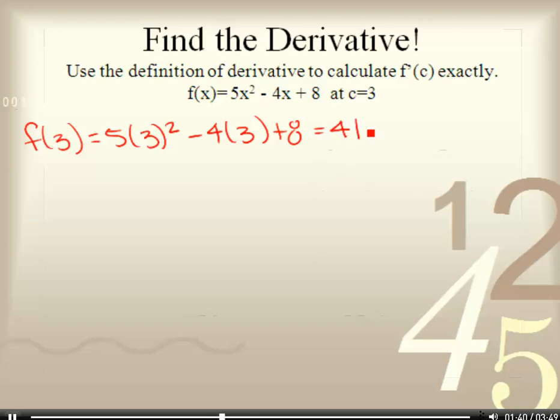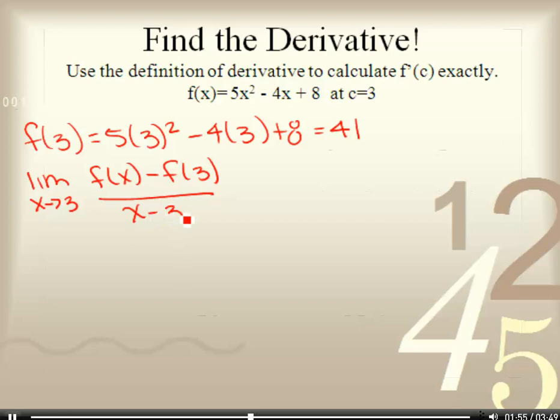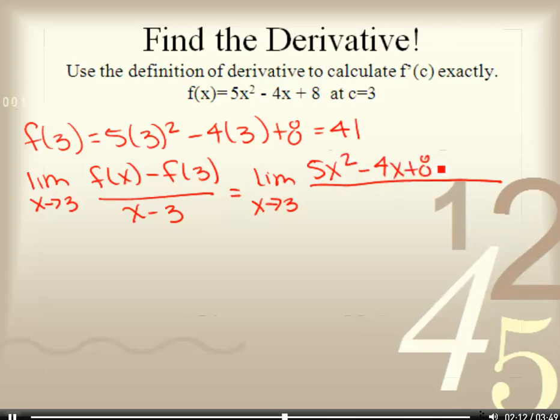Now we're going to look at the derivative formula. The derivative formula tells us we want to find the limit as x approaches 3 of f of x minus f of 3 all divided by x minus 3. So that's the limit as x approaches 3 of, as I said in the past, f of x stays the function. So that's going to be 5x squared minus 4x plus 8, and then minus f of 3. Well, f of 3 we calculated out as 41. The bottom, x minus 3.